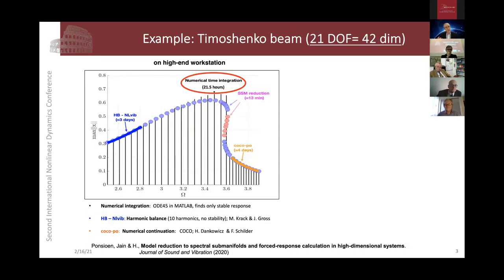So, okay, there's no problem. There are codes that are specifically developed for this, right? One of them is harmonic balance. And I think we took in this paper, which we did in 2020, we took the best available code that we know of, the NLvib code out of Stuttgart, and started trying to reconstruct just part of this forced response curve.